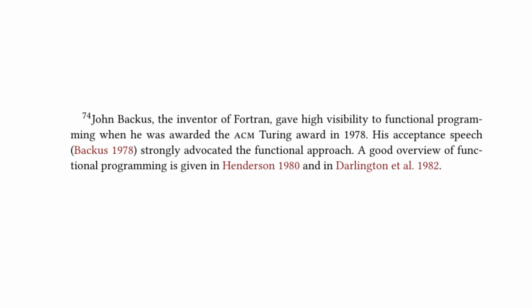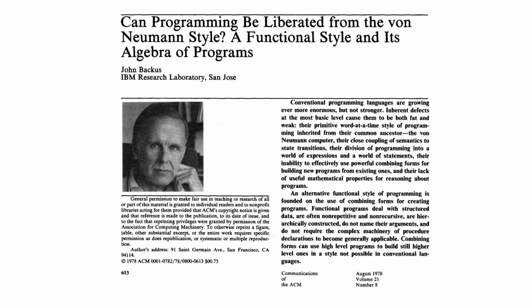1982. So note that this is pretty recent because the book came out in 86, which is referring to two resources that are only 6 and 4 years before, and this 1978 ACM Turing Award paper was only 8 years before the book was published. So they don't mention the paper by name, but it is quite a famous paper, and it's called Can Programming Be Liberated from the Von Neumann Style, a Functional Style, and its Algebra of Programs. I highly recommend reading it.